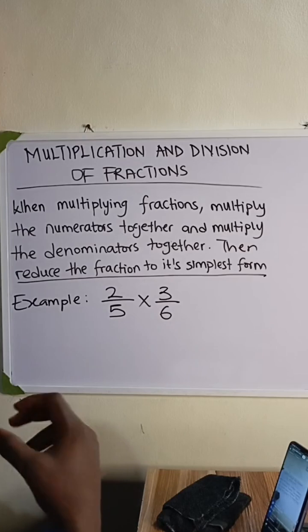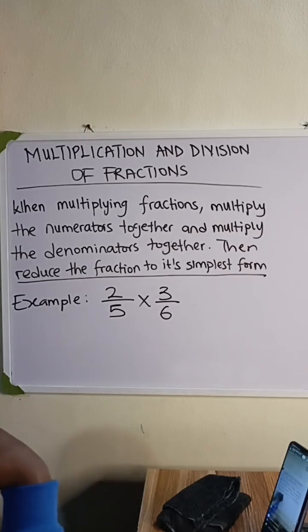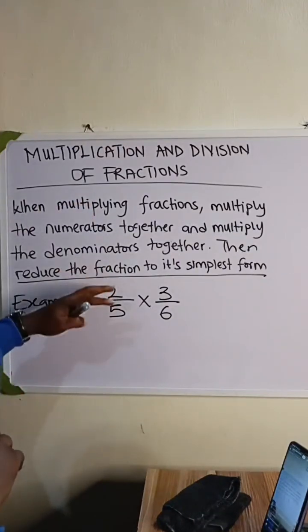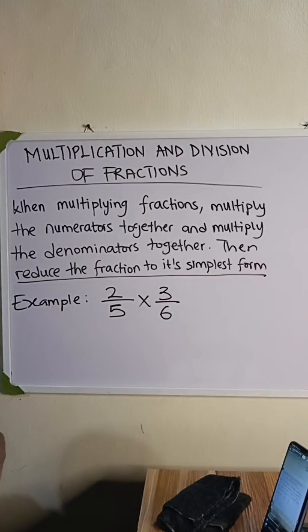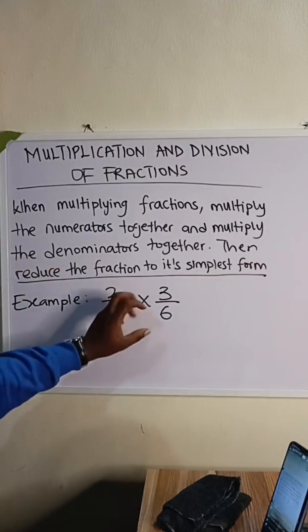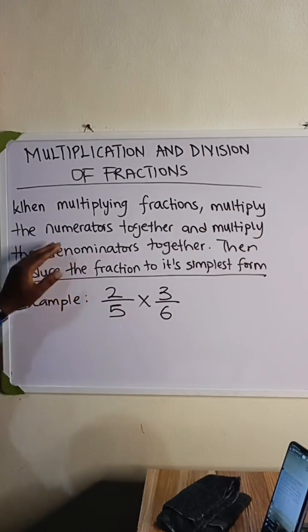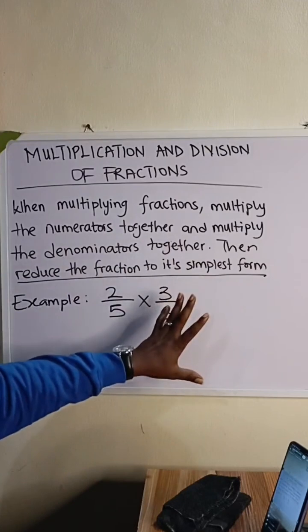Two all over 5 times 3 all over 6. So this question is very simple, so we can follow these steps. If the question is a little bit more complex, then what we are going to do is... when you have a simple question like this, when you are multiplying two simple fractions, what you can do is multiply the numerators and denominators together before you reduce the fraction to its simplest form.